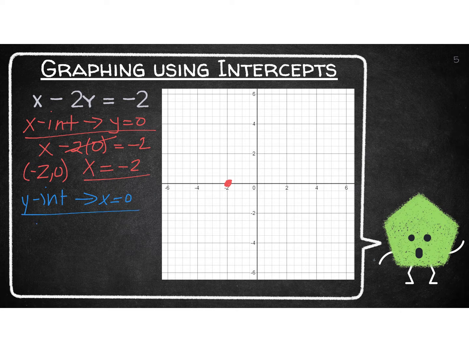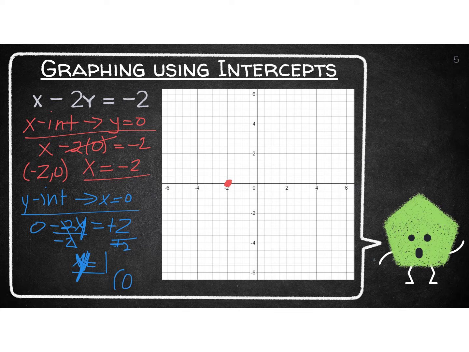So that would look like 0 minus 2y equals negative 2. And then I could divide by the negative 2. And y equals positive 1, because the double negative would flip that to a positive. 2 divided by 2 is 1. And that's a y, not an x.